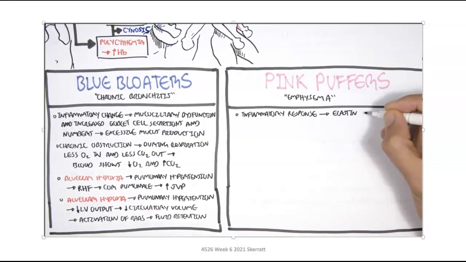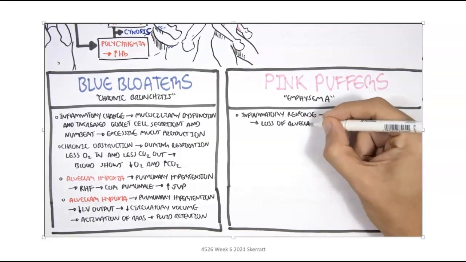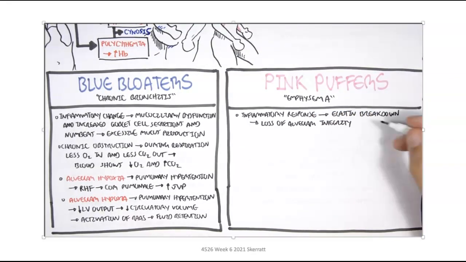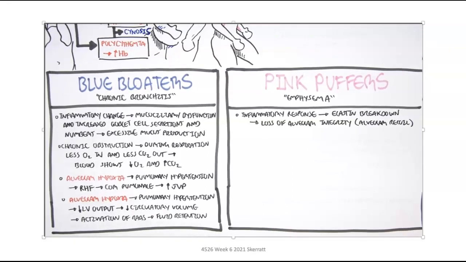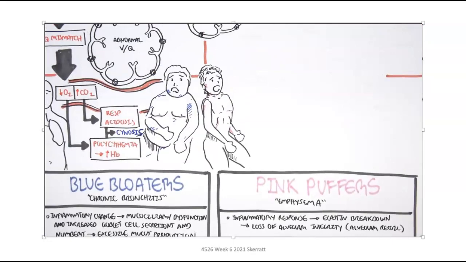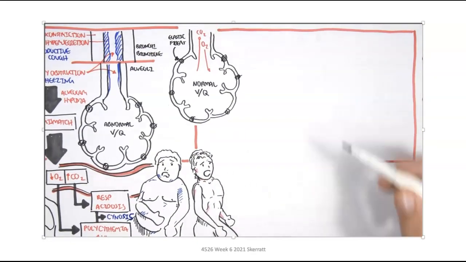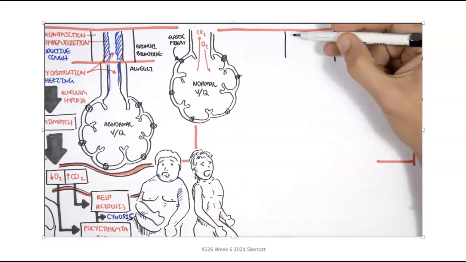So emphysema is an inflammatory response which leads to elastic fiber breakdown and destruction of the alveolar walls, which means loss of alveolar integrity. And so we lose alveolar recoil as well. This leads to a phenomenon known as air trapping, which is typical of emphysema patients. So if that did not all make sense, we'll look at it in a diagram.